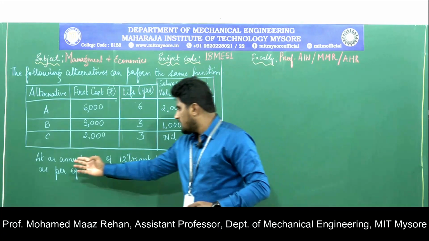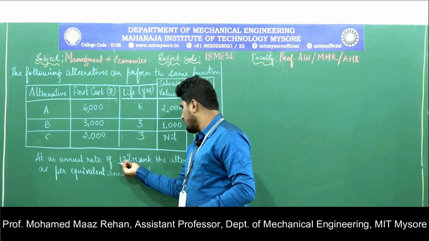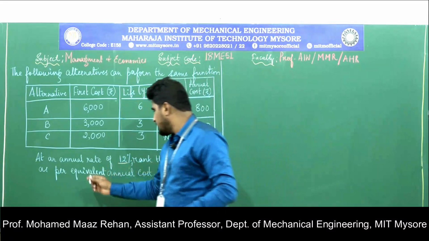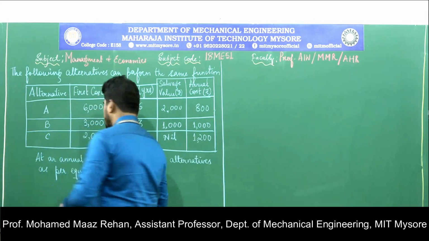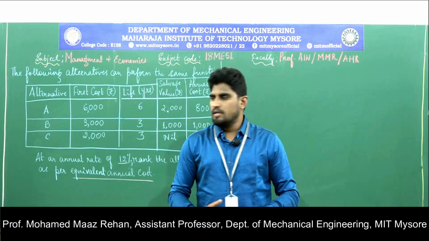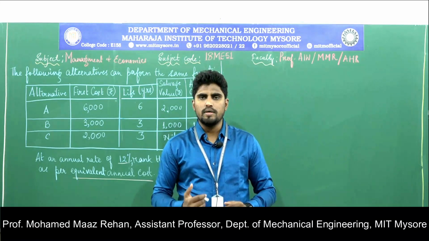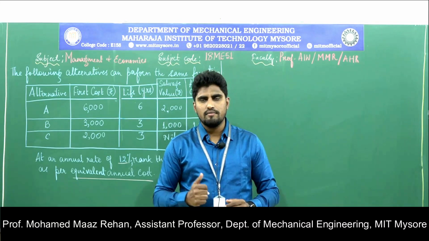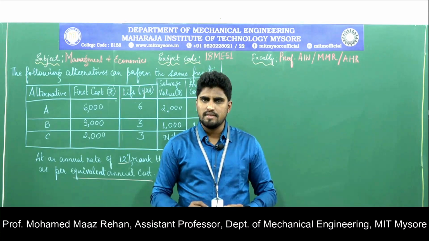So here, at an annual rate of 12%, the rate of interest they have given, rank the alternatives as per equivalent annual cost. This is what the problem is. So now we are solving the problem based on annual equivalent worth. The words annual equivalent worth or equivalent annual worth all mean the same.